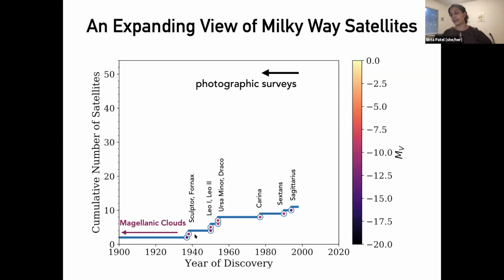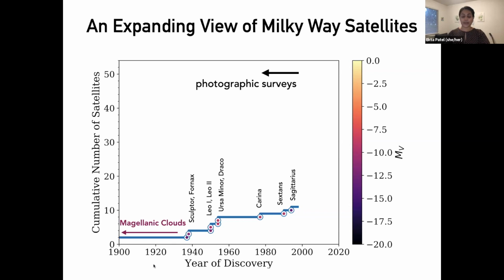Moving into the 1940s, all the way up to the early 2000s, there were the discoveries of what we tend to refer to as the classical Milky Way satellites. These are dwarf spheroidal galaxies. And all of these satellite galaxies were discovered in photographic surveys.